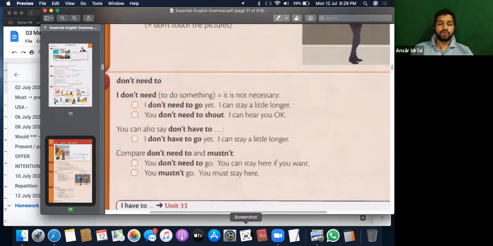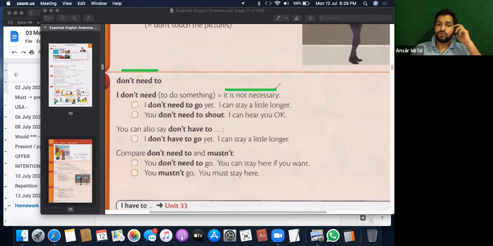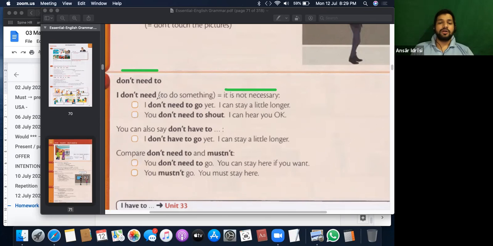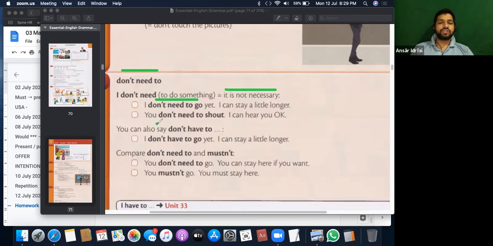Next, don't need to. यहाँ पे ध्यान दो. Don't need to. I don't need to do something equals it is not necessary to do something. For example, I don't need to go yet. Means what? I can stay here a little longer. So I don't need to go. मुझे जाने की जरूरत नहीं है. I don't need to go. Next, you don't need to shout. आपको चिल्लाने की जरूरत नहीं है. I can hear you. Okay? मैं आपको सुन सकता हूँ. आपको चिल्लाने की जरूरत नहीं है.